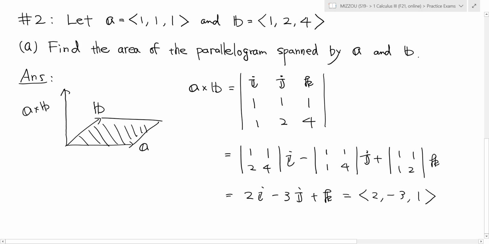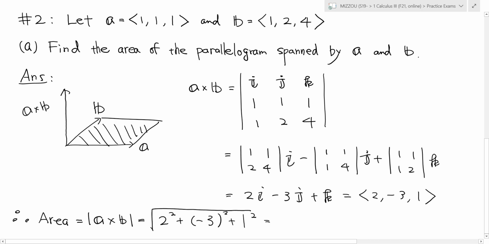All right, so therefore, the area of the parallelogram spanned by the two vectors is, like I said, the magnitude of the cross product. And that's just the magnitude of this vector. That's the square root of 2 squared plus 3 squared plus 1 squared, and that is equal to root 14. So that's the answer. So this is part A.